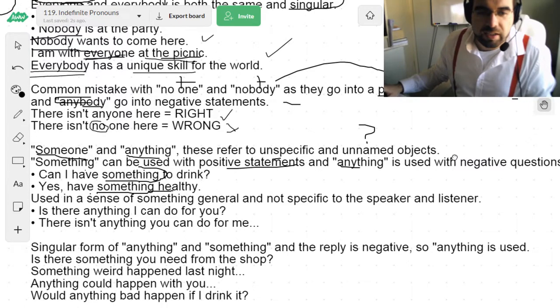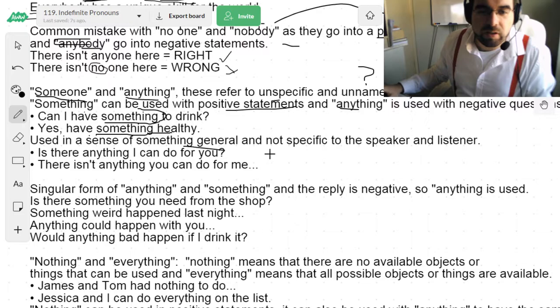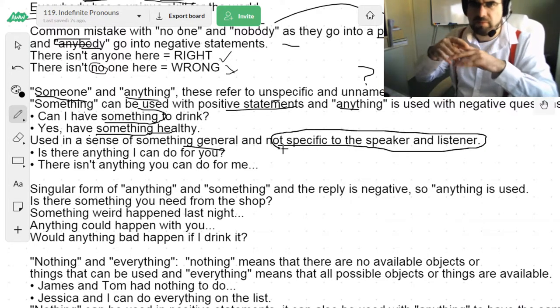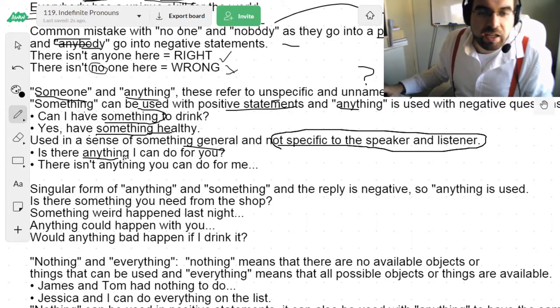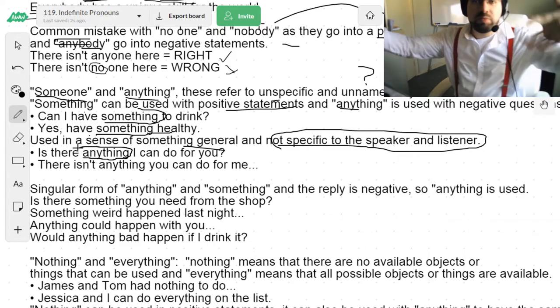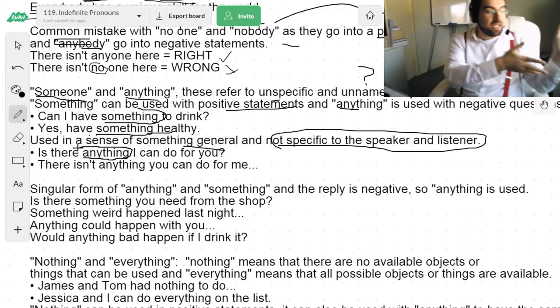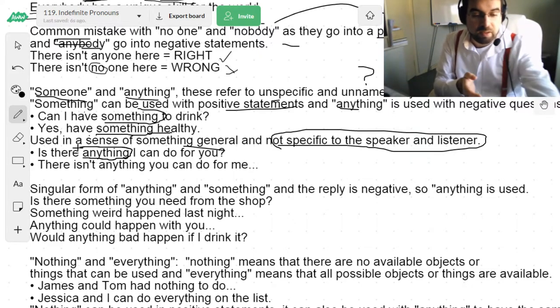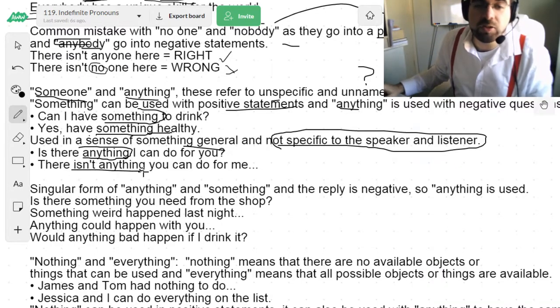Used in a sense of something general and not specific to the speaker or listener, being a bit vague. Is there anything I can do for you? Is there anything I can do? Anything? I don't know what, but anything? Maybe this? Maybe that? Maybe this?